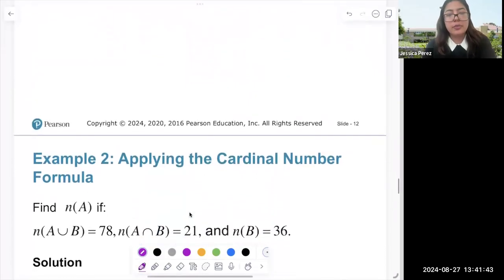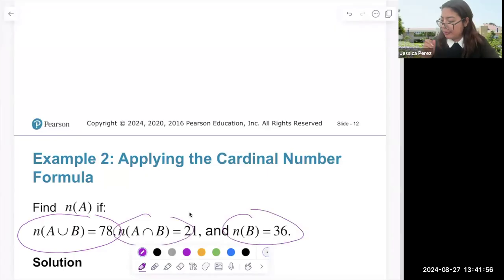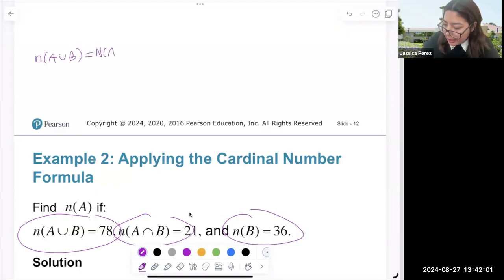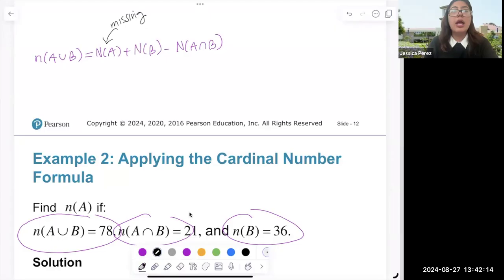So let's look at this question. We are not going to look at the solution. We want to find the cardinality of A if we already know the OR statement, the cardinality of the OR, we know the intersection, and we know N of B. So we have N of A or B is equal to N of A plus N of B minus the N of A intersection with B. So this is what's missing. This is the missing value. So we can substitute and solve, like if this was an algebraic expression.